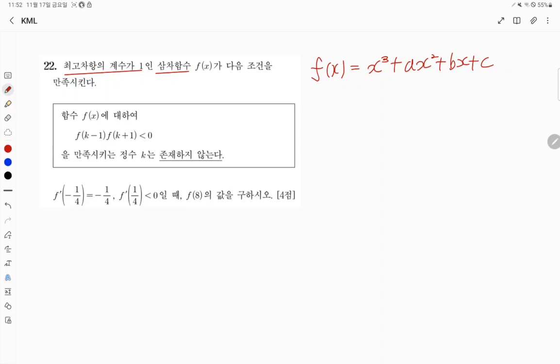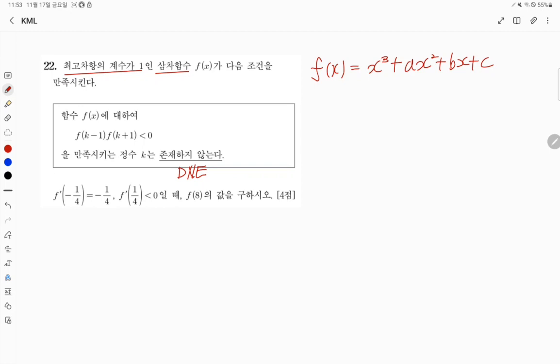And this box means the integer k does not satisfy this inequality. So an integer k satisfying this inequality does not exist. And there is some information about derivative. So f prime of minus 1/4 is minus 1/4, and f prime of 1/4 is negative.